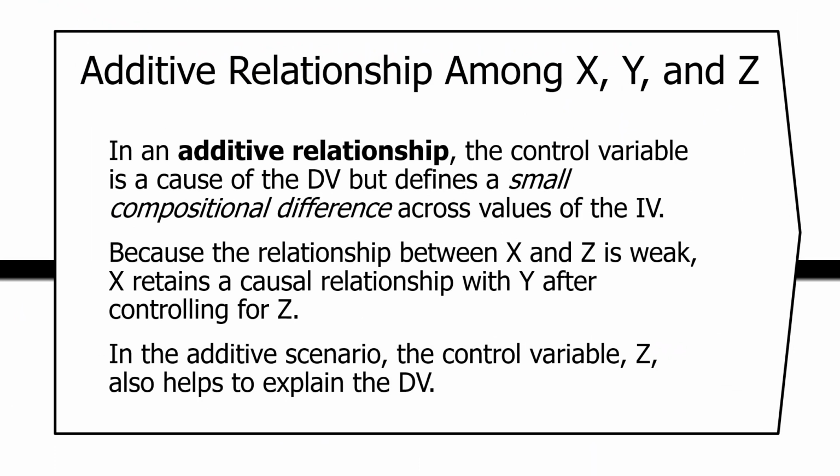They support each other. Because the relationship between X and Z is weak, that's the key linkage here, X retains a causal relationship with Y after controlling for Z. In an additive scenario, the control variable Z also helps to explain the dependent variable. So you're getting a better, more fully specified explanation of Y by adding Z, and you're not detracting from the effect of X on Y.